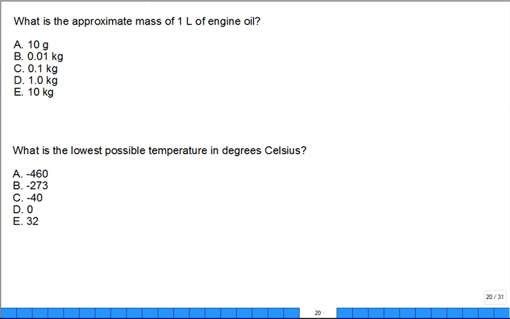What is the approximate mass of 1 liter of engine oil? Approximate. You don't need to look in the tables for this, okay? And then, what is the lowest temperature in degrees C? I'm going to pause and let you answer it. The density of oil is around 900 kilograms per cubic meter. All right, that help? What's the density of water? Liquid water? Around 1,000 kilograms per cubic meter.